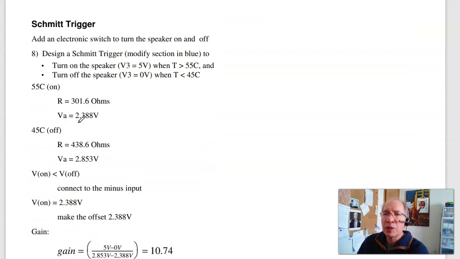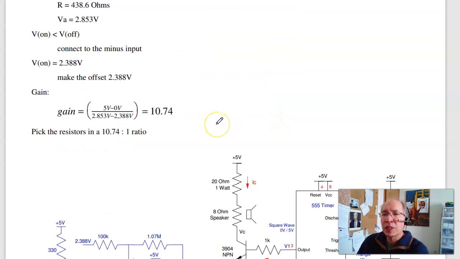Now the problem with the comparator is the on voltage is the same as the off. So right at here, I get a lot of chatter. Turn the speaker on and off, and you may not necessarily want that. Toggling a pump on and off burns out the pump. So one way to change that is to add a Schmitt trigger.